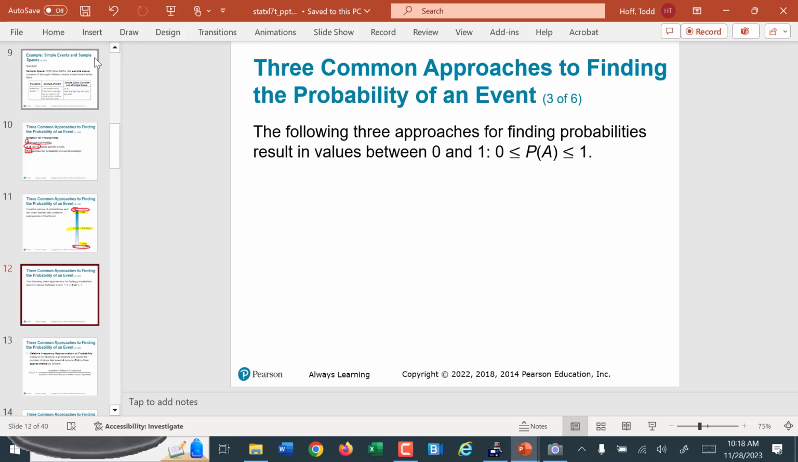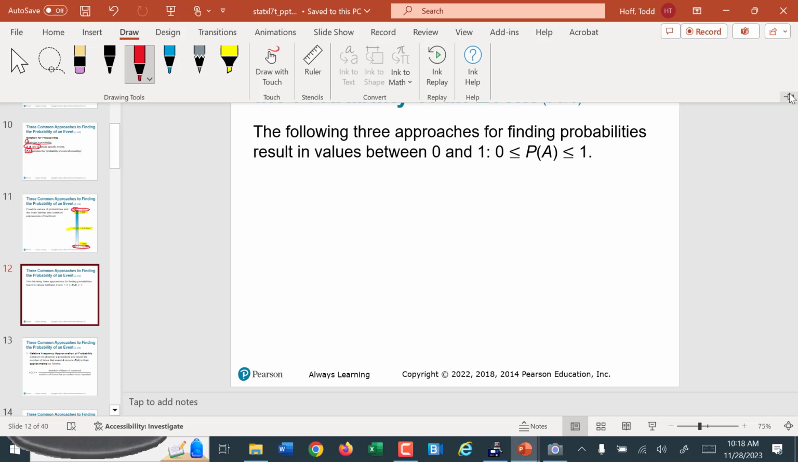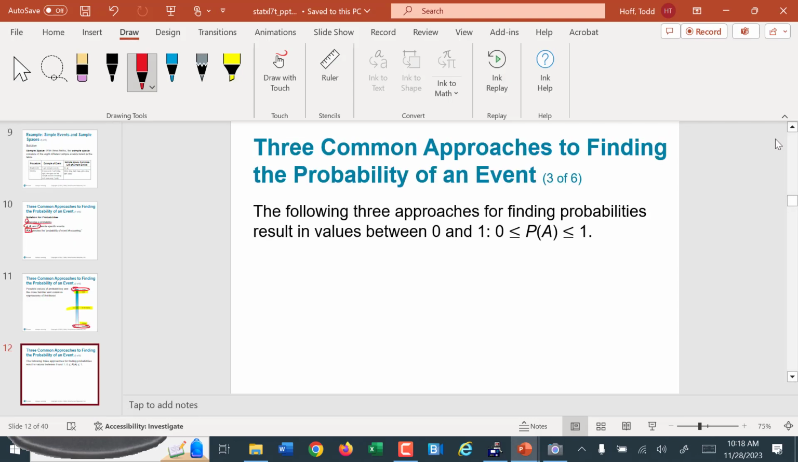So back to those 3 common approaches. For our probabilities, of course, all have to fall between 0 and 1. And the notation we use is 0 is less than or equal to the probability of A, which is less than or equal to 1.